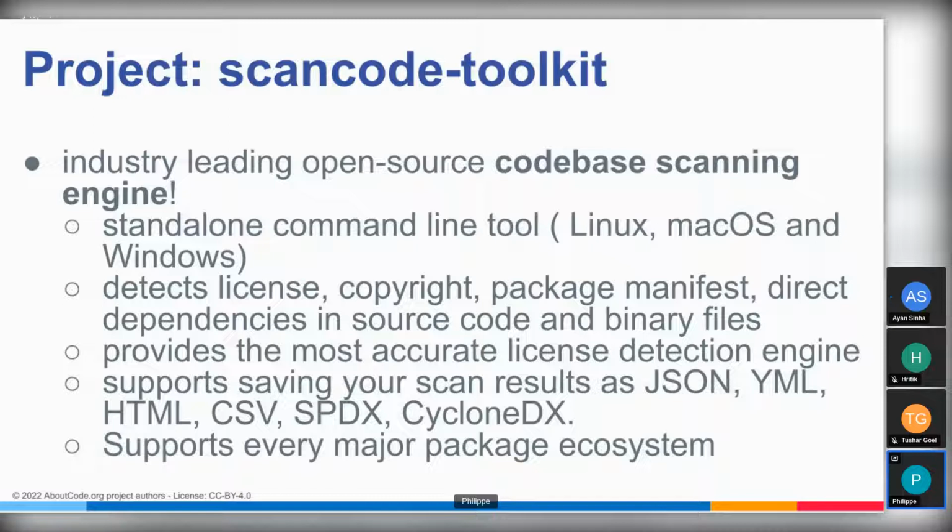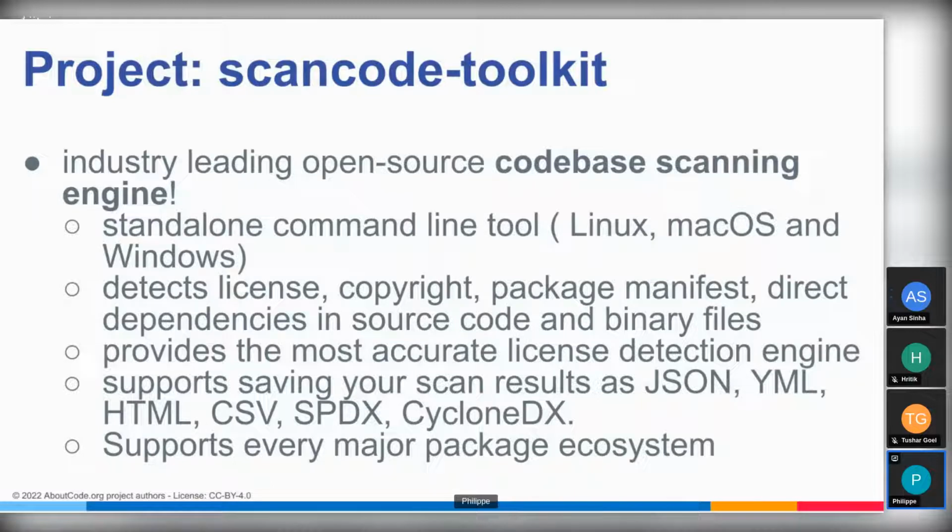It has the most accurate license detection engine, and supports a lot of major package manifest scanning and also system packages scanning. Here it detects licenses, copyright, package manifests, dependencies, and looks at all other files and details. And it has output formats which are JSON, YAML, XLSX, CSV, and obviously SPDX and CycloneDX, as we were discussing.